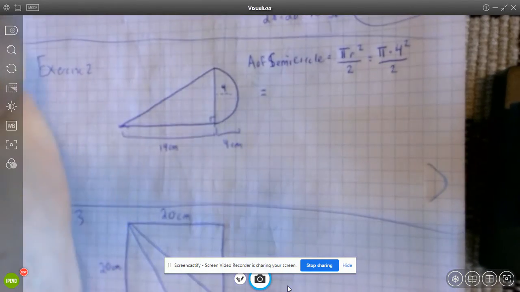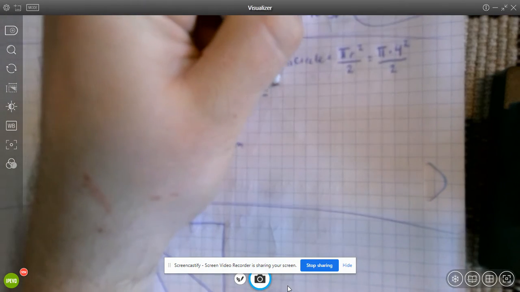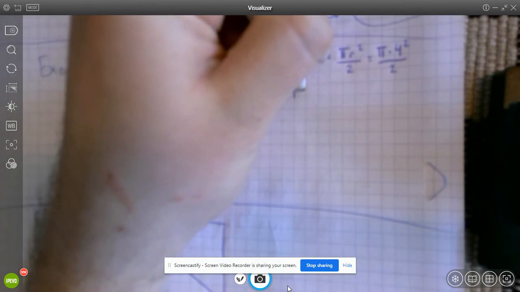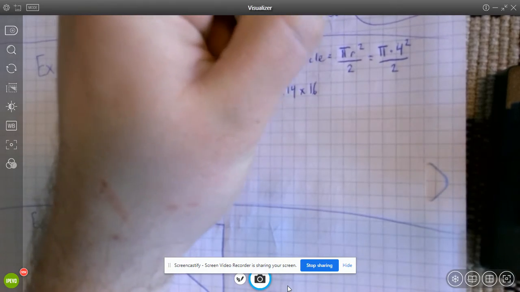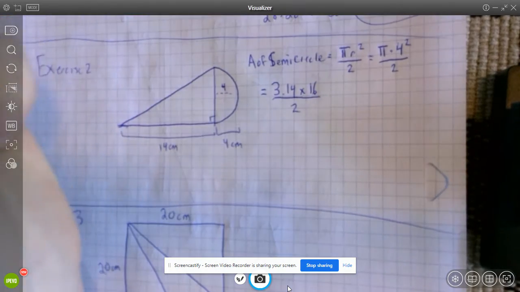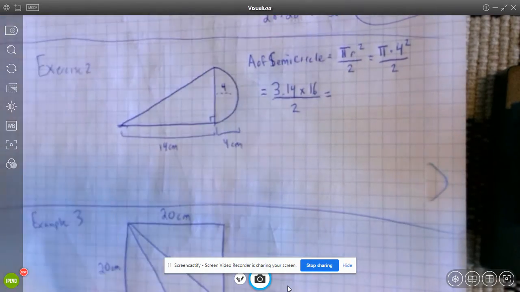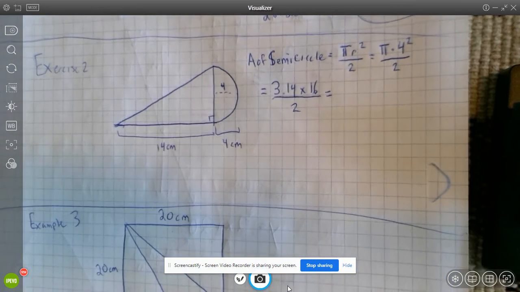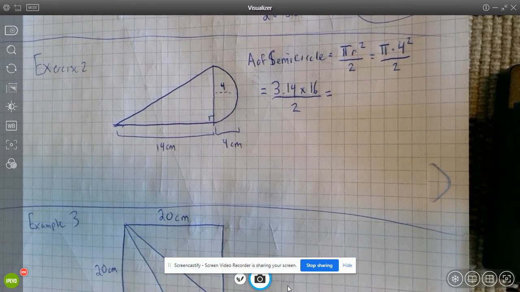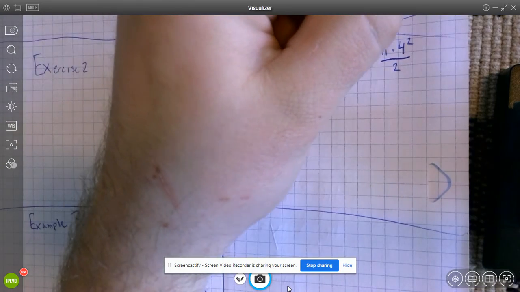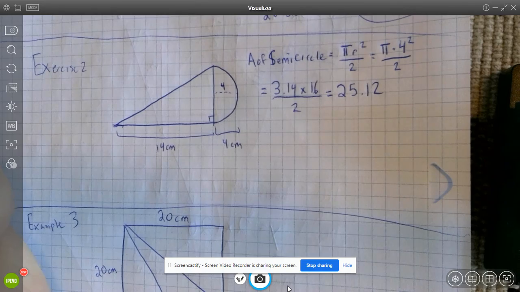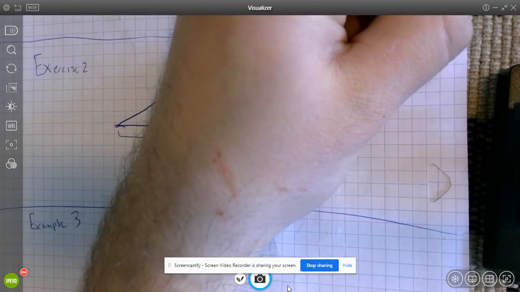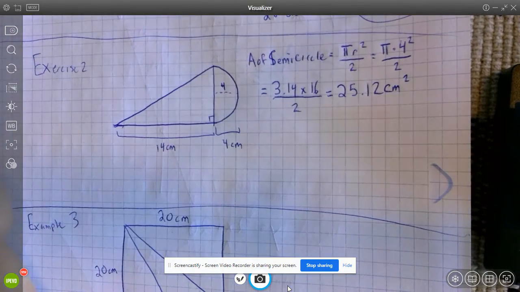And if we keep writing this out, pi is 3.14 times 4 squared, which is 16, all divided by 2. When we simplify this down and we do 16 times 3.14 divided by 2, we're going to get an area of that semicircle of 25 and 12 hundredths. And we're talking about centimeters, so we'll say centimeters squared.